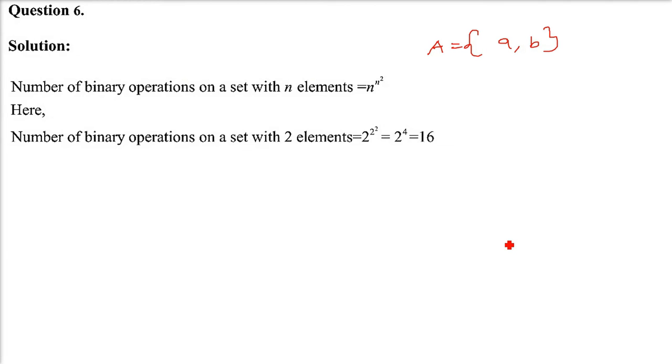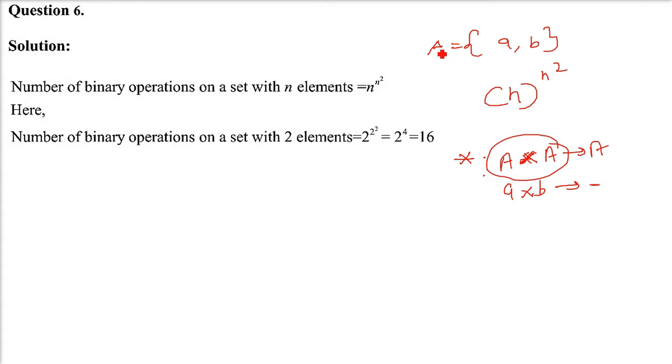Now, the number of binary operations on a set with n elements is n to the power n square. This is the formula you have to use. How has it come? Whenever we define a binary operation, it has to be defined on A, operation A on A, because A is the set we are taking. First value should come from A, second value should come from A, and they will be operated. And the result should also belong to A.